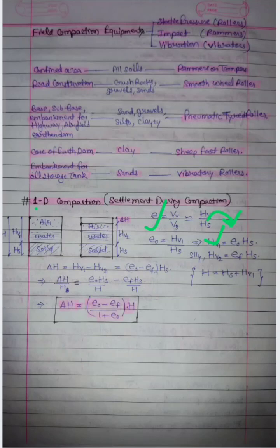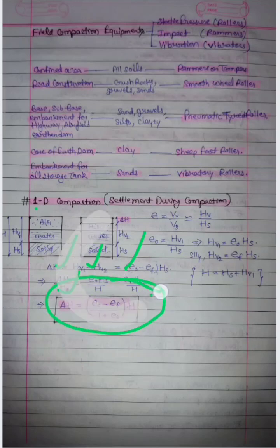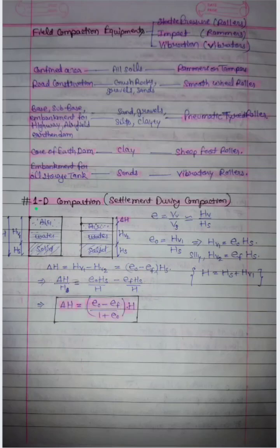Now we know H is equal to HS plus HV1, so we will get delta H upon H equal to e naught HS upon H minus ef HS upon H, like given here in the formula. Now delta H will be equal to (e naught minus ef) divided by (1 plus e naught) into H. By this we can find the reduction in the height of a soil layer due to the compaction.